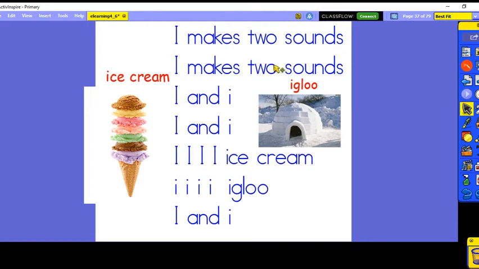I makes 2 sounds, I makes 2 sounds. I and I and ice cream. Glue. I and I.